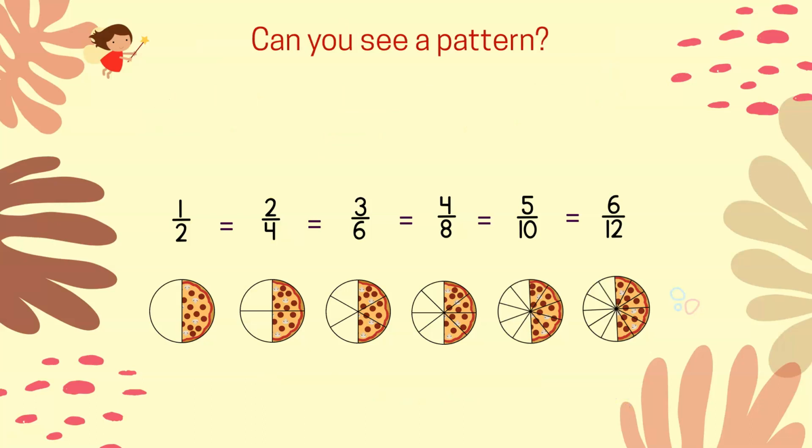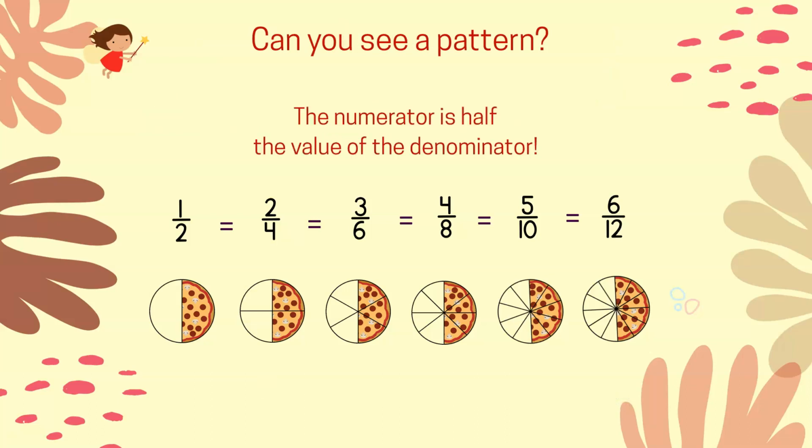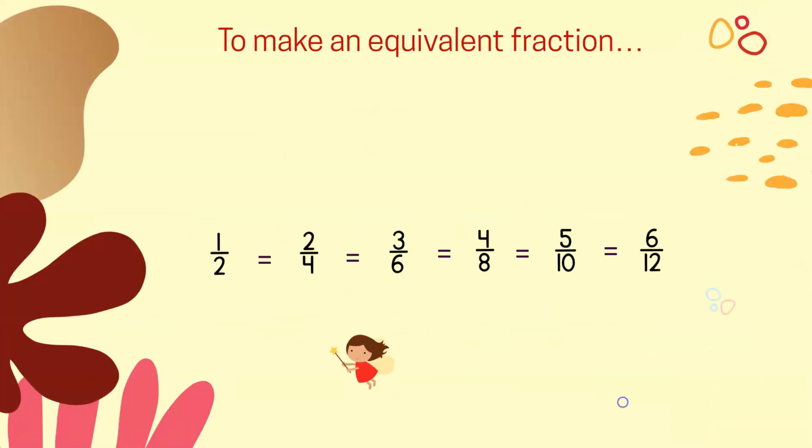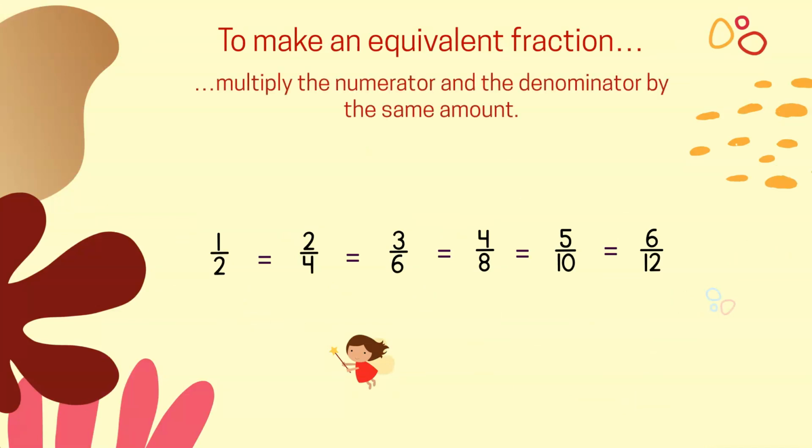Can you see a pattern? We're eating half of the pizza each time, and the numerator on each of our equivalent fractions is half the value of the denominator. And each time, half of the pizza is gone. So how can we make an equivalent fraction? We multiply the numerator and the denominator by the same amount.